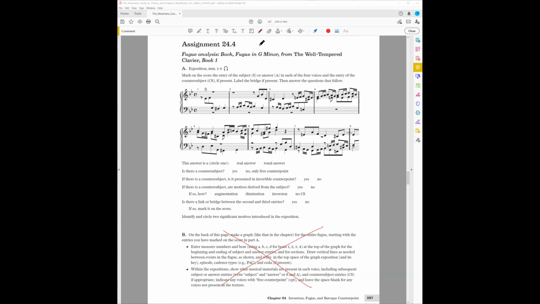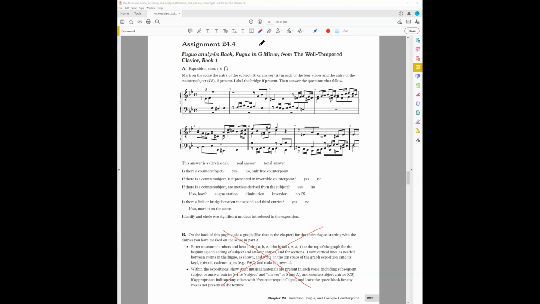However, while last week's assignment only asked you to analyze the initial subject and the first answer, this assignment will ask you to analyze the entirety of the exposition and to include in your analysis a few elements that you didn't deal with in last week's assignment.